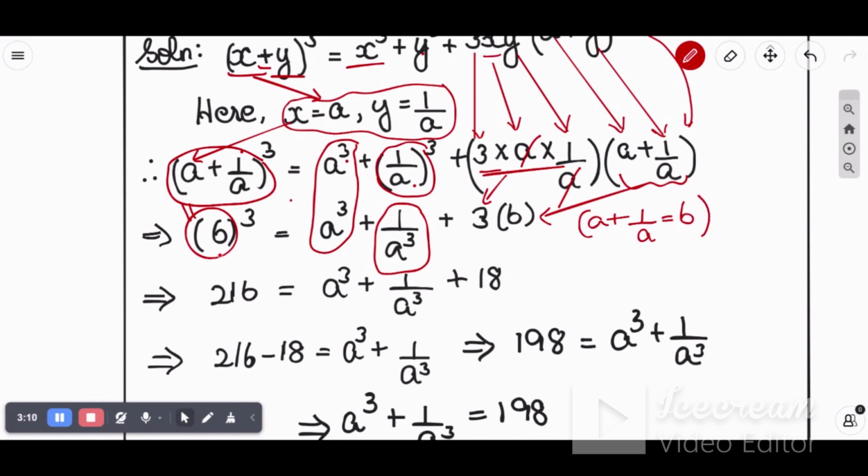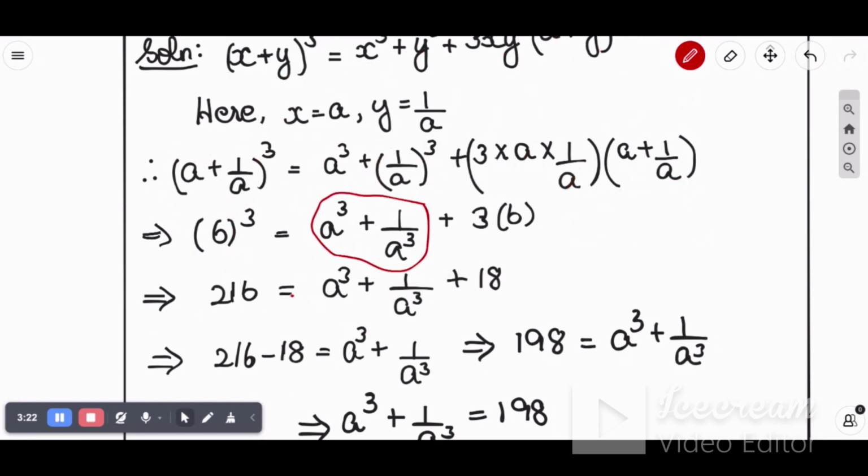Now if you go to the next step, 6 cube is 6 sixes are 36, 36 into 6 is 216. And this a cube plus 1 by a cube, you don't have to change; you have to write it as such, because that is what you have to find. Till the end it will remain as such. And this 3 into 6, 6 threes are 18. So now we have done this.